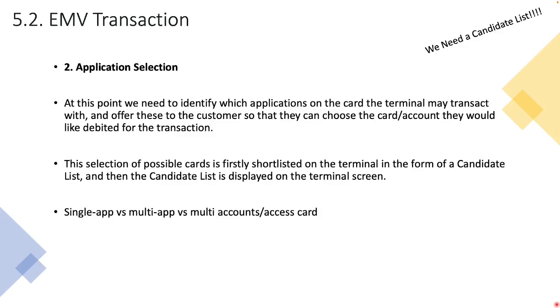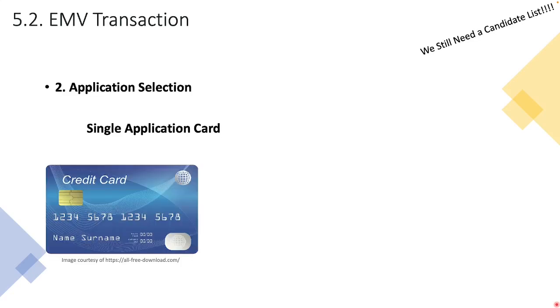We just have to be aware that there are many different types of cards out there. You've got single app cards, a card with a single application. You've got multi-app cards, a card with multiple applications, and then you've got multi-account access cards. So it could be a card with a single application, but potentially linked to multiple backend accounts. Before we proceed with the application selection, let's try to understand what the differences are between a single app, a multi-app, and an access card.